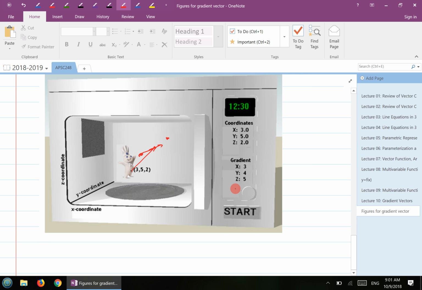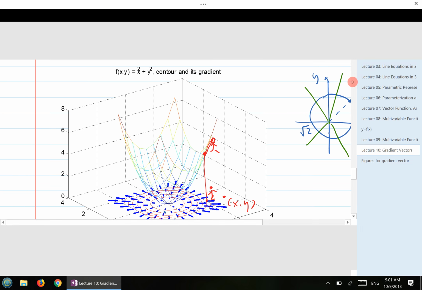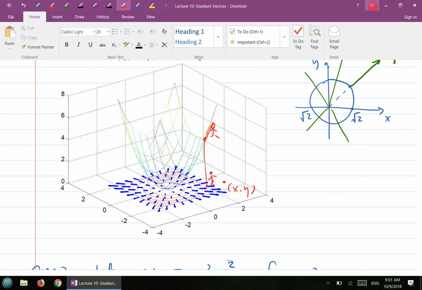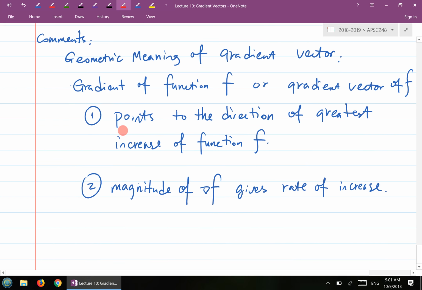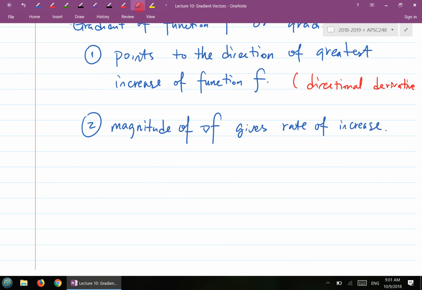We're going to be able to actually prove what I just wrote down after we finish the directional derivative. Basically, why does the gradient point in the direction of increase? After the directional derivative, we'll be able to provide a proof. Good.